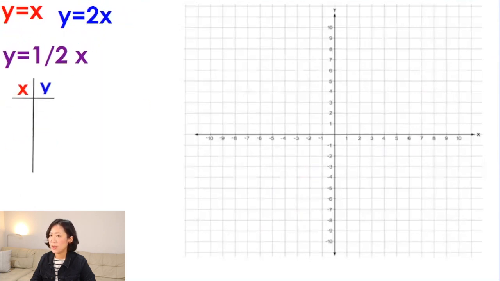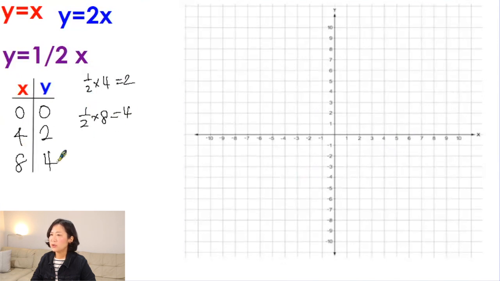So let's put the numbers. Since you've got a half, let's deal with the even numbers. You can actually put any numbers. So 0, 0, and 4: when your x is 4, half of 4 is 2. Then when your x is, this time I'm going to choose 8, half of 8 gives you 4. Let's draw the line graph. So connect the points. Then you can see the y equal half x graph here.